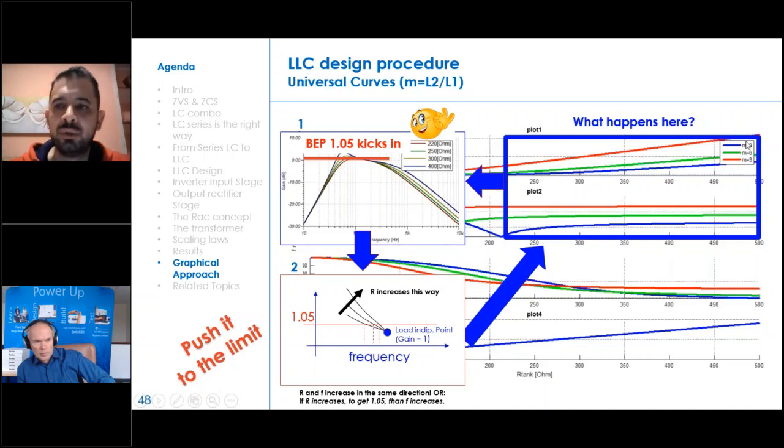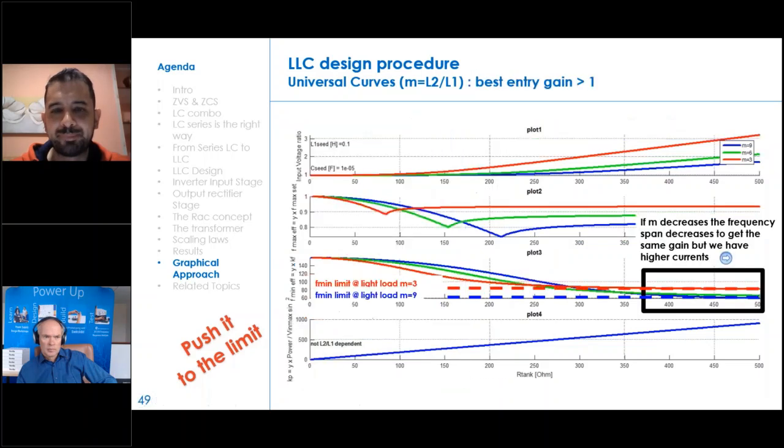So this is the graphical approach tuned by considering different inductance ratios. Here you have M equal to 3, M equal to 6, M equal to 9. You can see how by decreasing the inductance ratio, you have a different minimum frequency limit. This refers to the frequency span, so you have an intuitive answer from here.